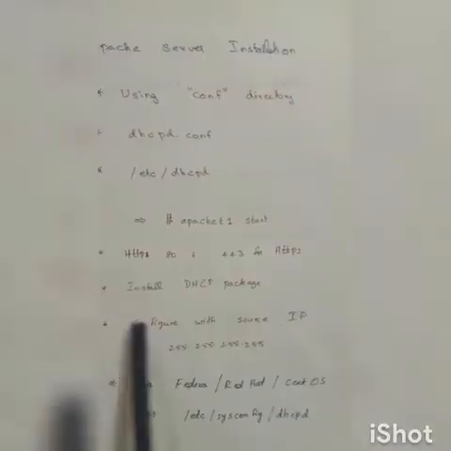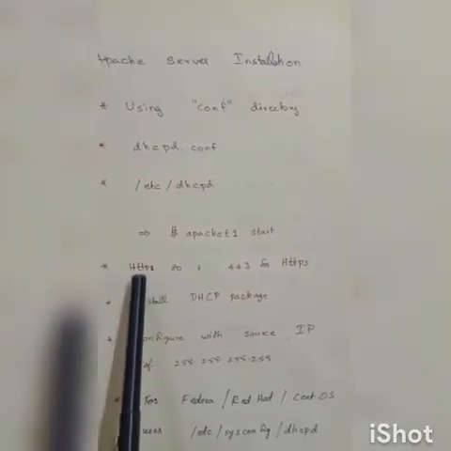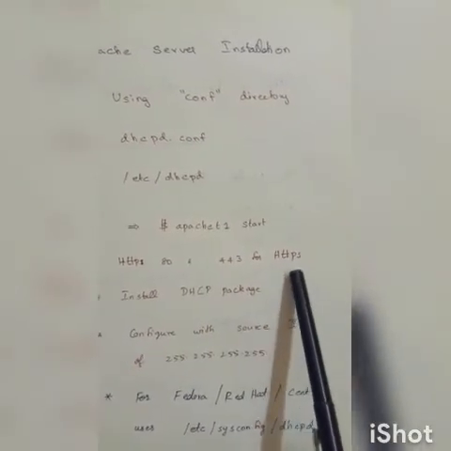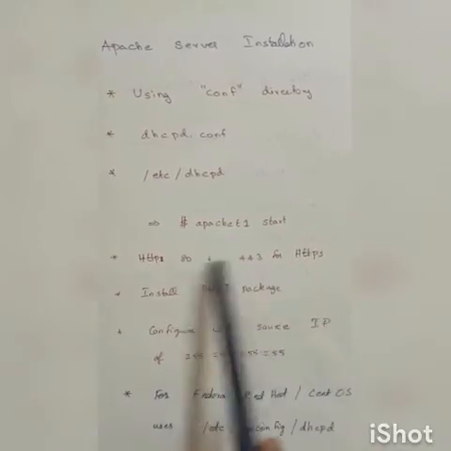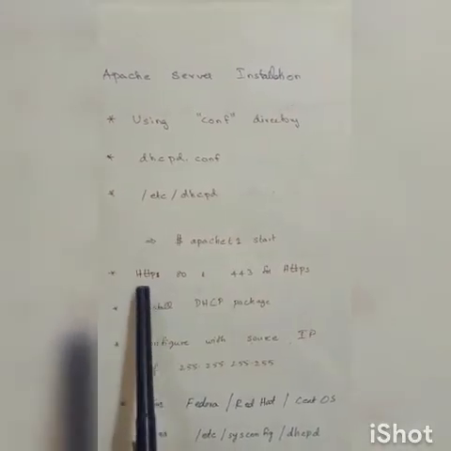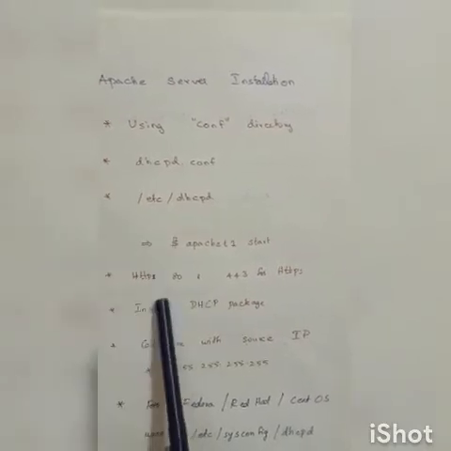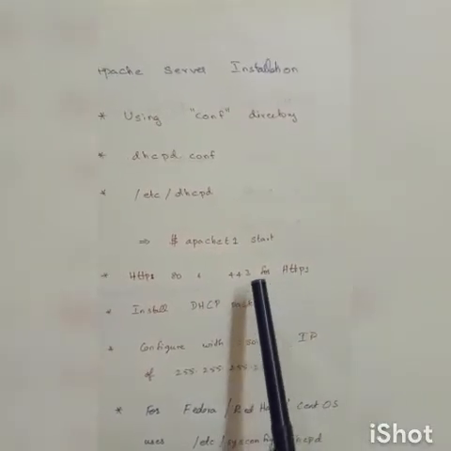When I'm using HTTP, 80 is my port number. Remember, when I'm using HTTP, 80 is my port number, and when I'm using HTTPS for a secure web page, my port number is 443. So these are the two differences you need to be very clear about. When I'm using HTTP, hypertext transfer protocol, my port number is 80, and when I'm using hypertext transfer protocol with a secured connection, I'll use the port number 443.